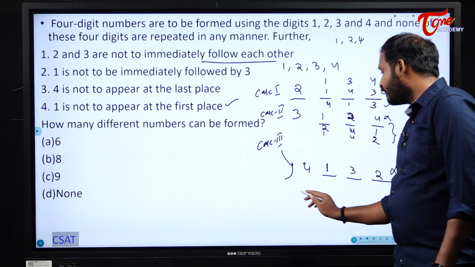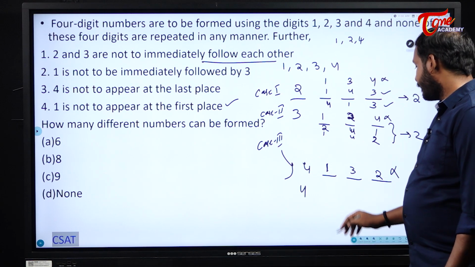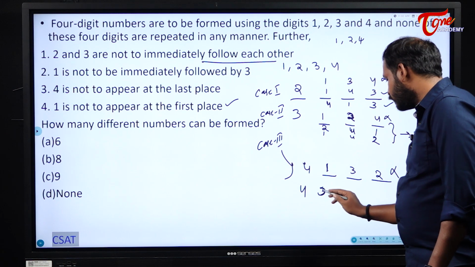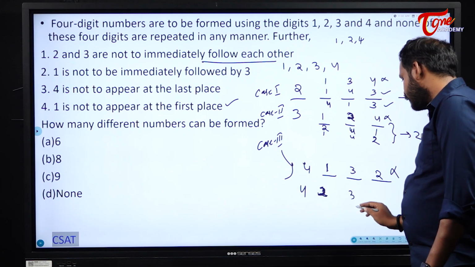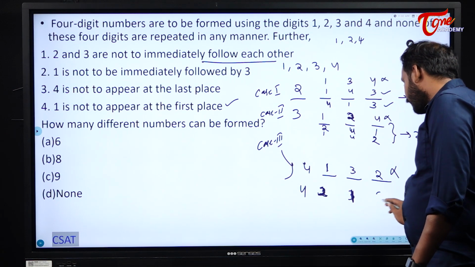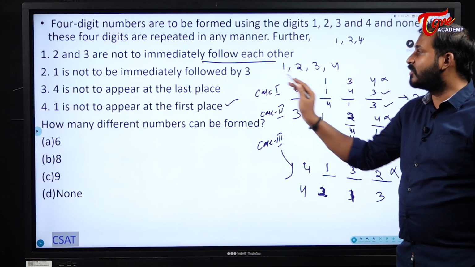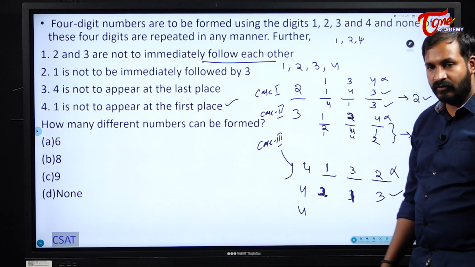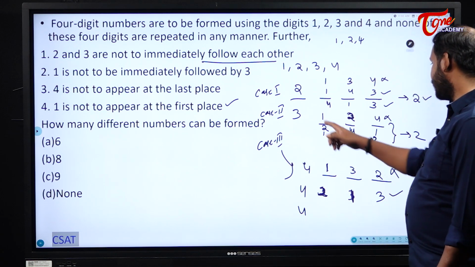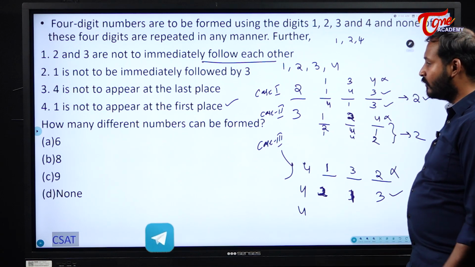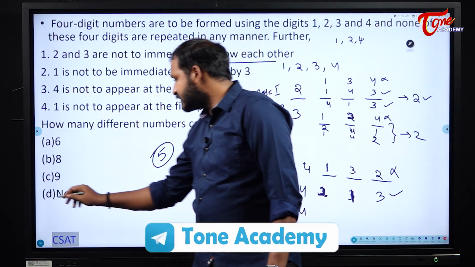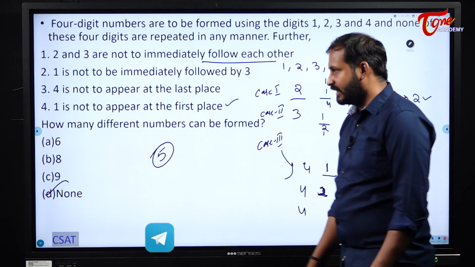Next, what can I write? 4, 2, 3, 1. Why? Because 1 is not immediately followed by 3, so this is the only chance I will have in this case. Is there any other choice here or here? No, we don't have any other choice. So in total 5 choices we got. So our answer here is none.